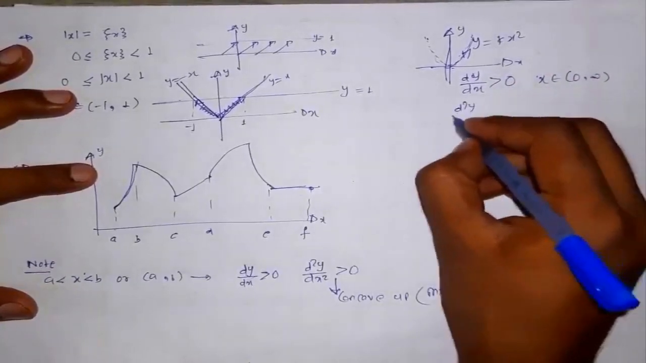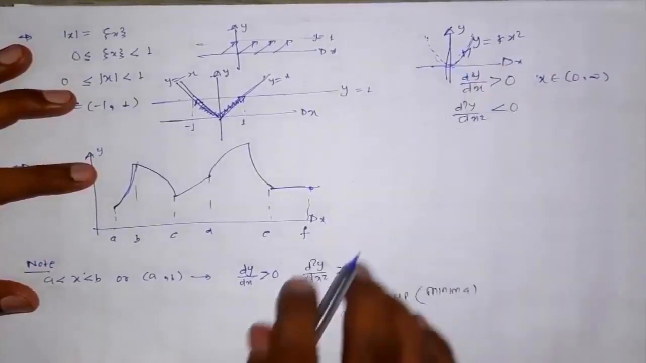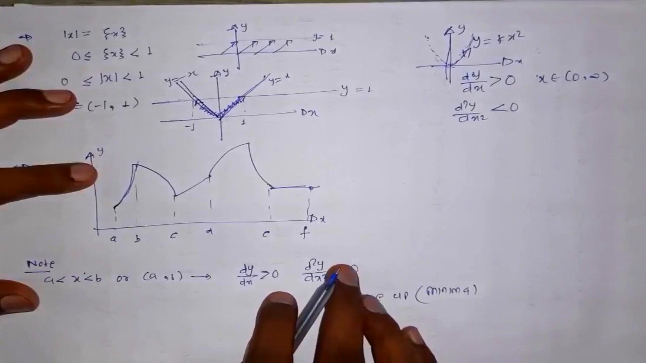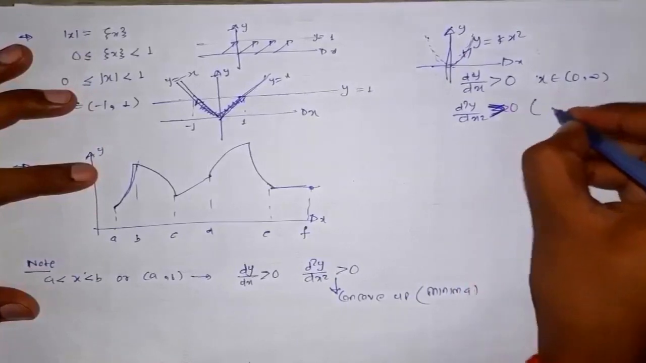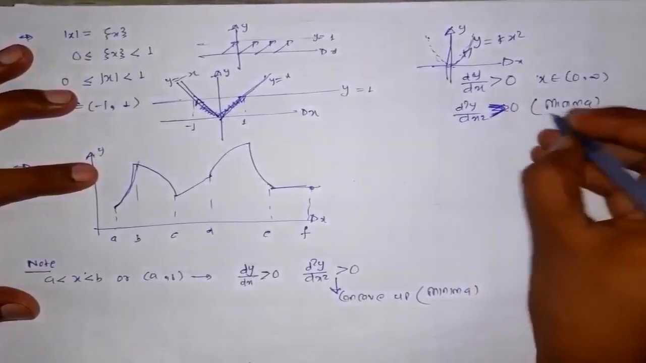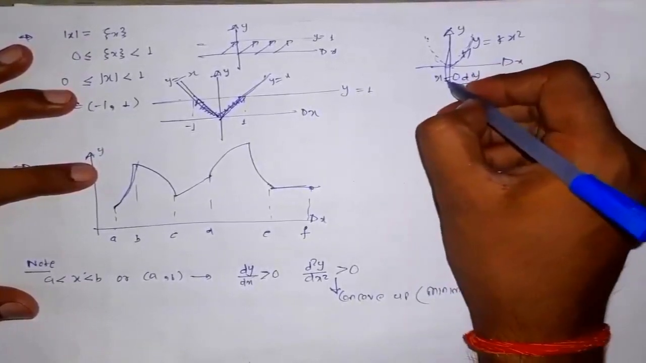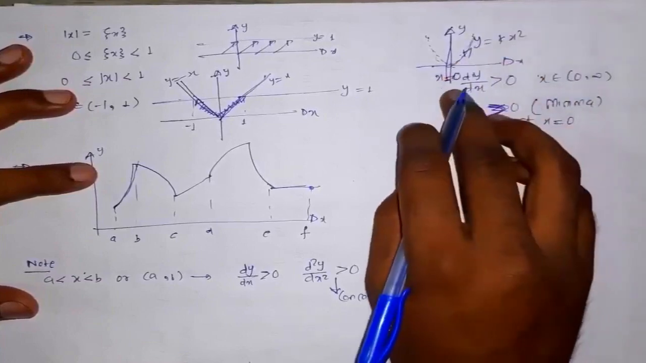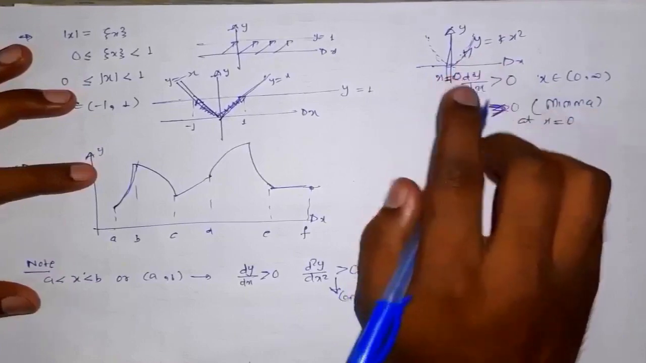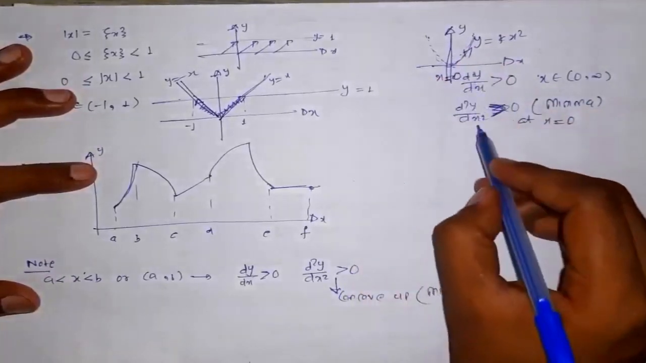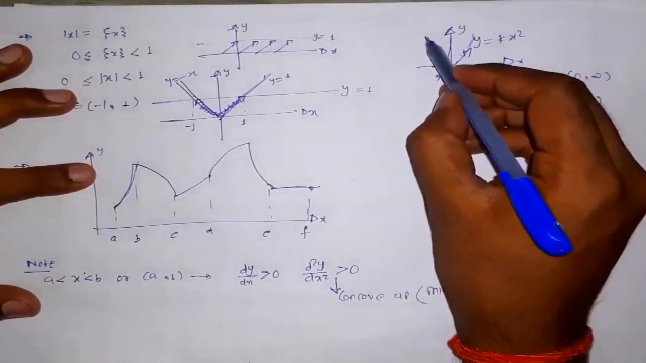And d2y by dx square will be positive, sorry, will be positive because we are getting a minimum at x equals 0. In the 12th NCERT, or I should say the 12th level calculus book, you have seen that if anywhere d2y by dx square is positive, then it will be a minimum. So the graph of the curve should be like this.